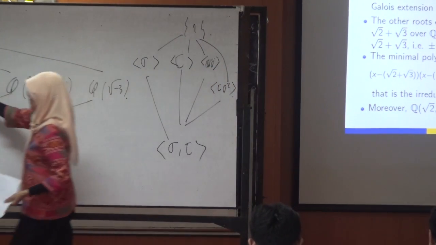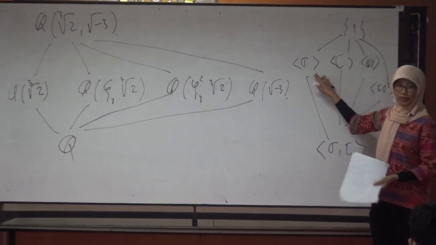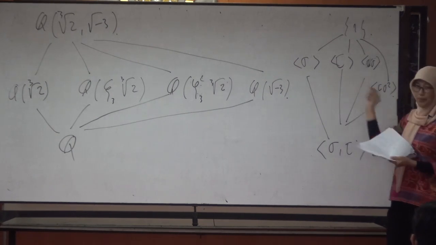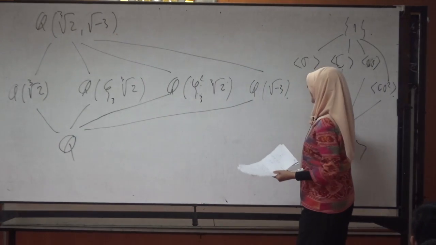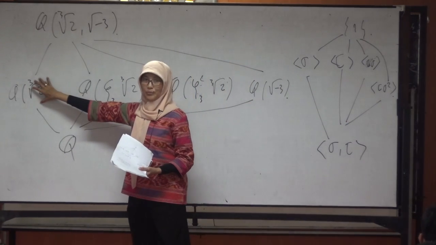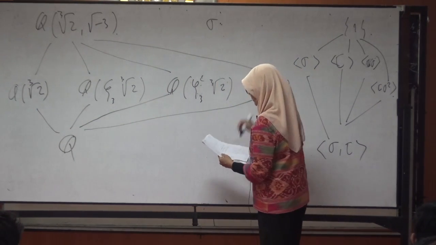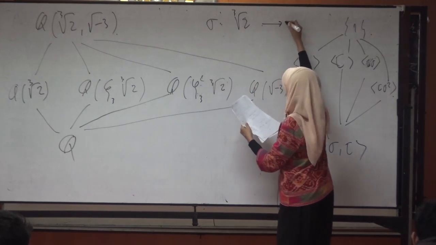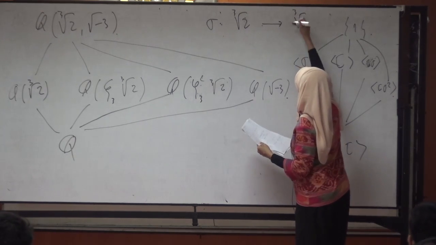We can also see the relation between this extension field here and this subgroup here. You remember that the correspondence between the subgroup and the subfield means that the elements of the subgroup fix this subfield. So this sigma sends to rho. Rho means this one.